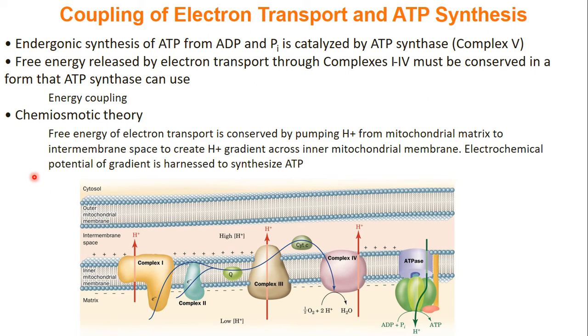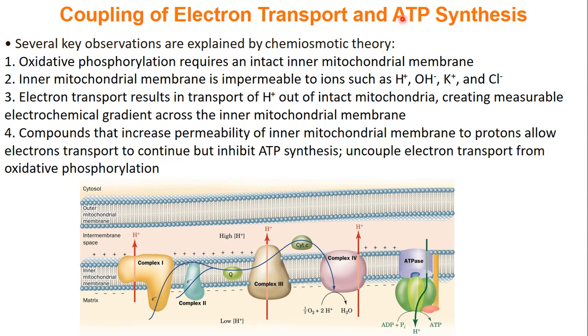And chemiosmotic theory says that when we're moving electrons through these different complexes, the energy that we're gaining from that, we're going to use to pump hydrogens from the matrix, which is low hydrogen concentration, to the intermembrane space, which is high hydrogen concentration. This will create a proton gradient. And by allowing the protons to naturally flow from high to low through the ATP synthase, we can use this energy to make ATP. So how do we know that this theory is actually what's going on?